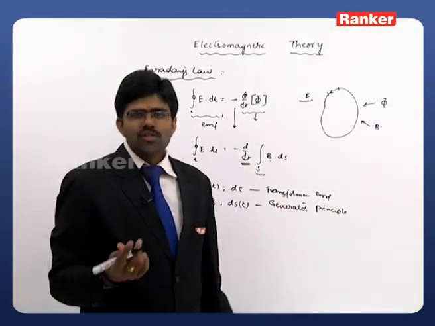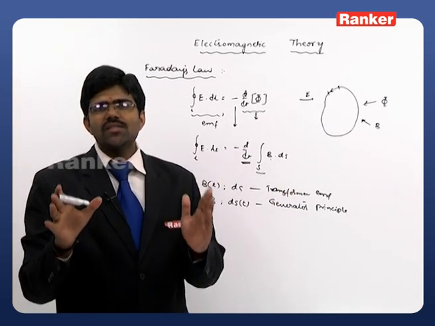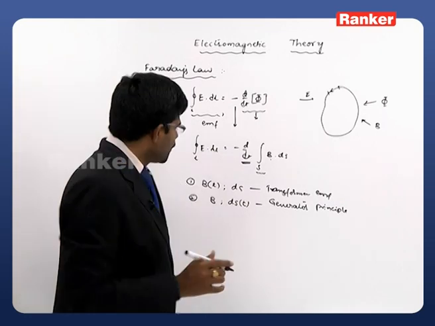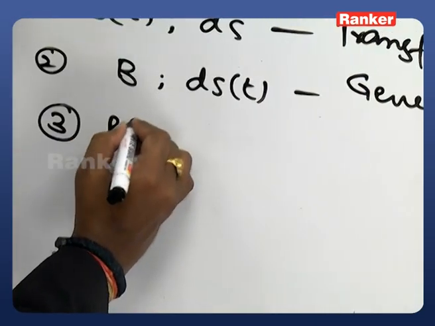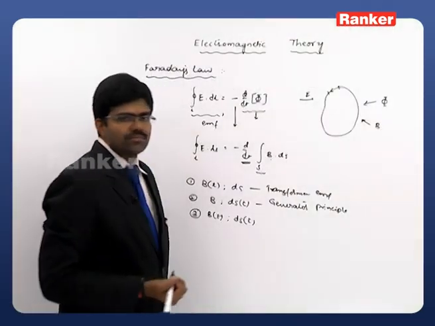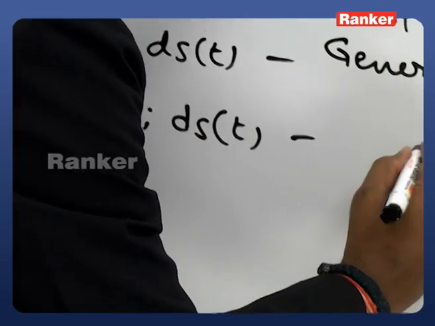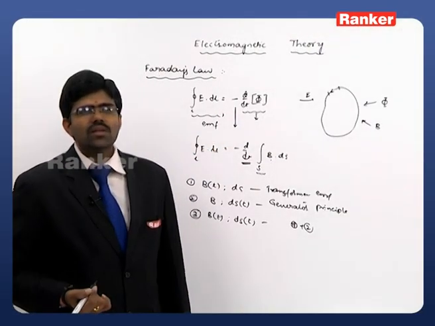And the third one: both the magnetic field and the cross sectional area are varying with respect to time. So it is a combined action of these two, that is, B is a function of time and ds is also a function of time. So this is a combination of 1 and 2, that is what we can write.